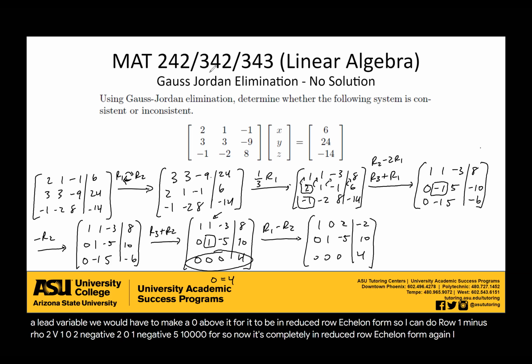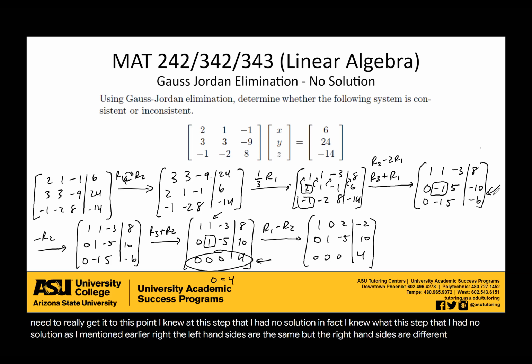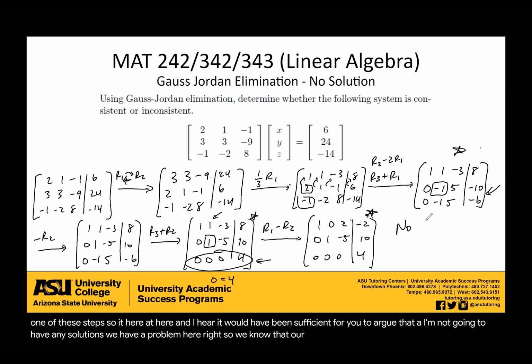Again, I didn't need to really get it to this point. I knew at this step that I had no solution, as I mentioned earlier, right? The left-hand sides are the same, but the right-hand sides are different. So at any one of these steps, so at here, and at here, it would have been sufficient for you to argue that, hey, I'm not going to have any solutions. We have a problem here, right? So we know that our equation has no solution.